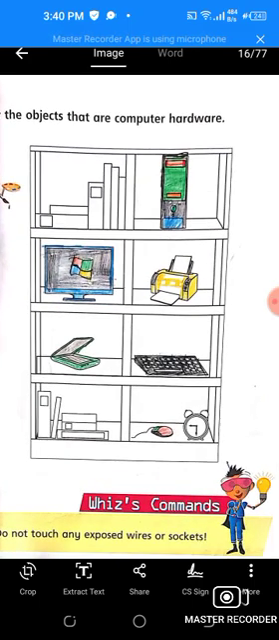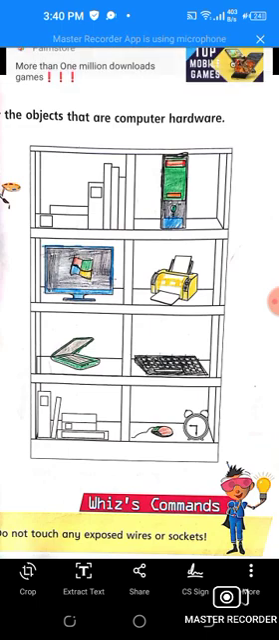Look at the objects that are the computer hardware. In first row, we can see CPU. In second, monitor and printer. In third, scanner and keyboard. In fourth, mouse. Mouse is with the clock. Color all the computer hardware.